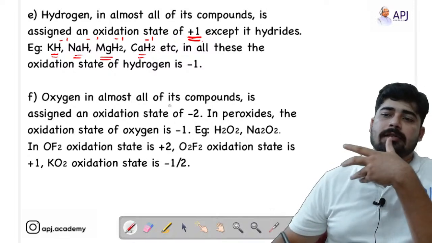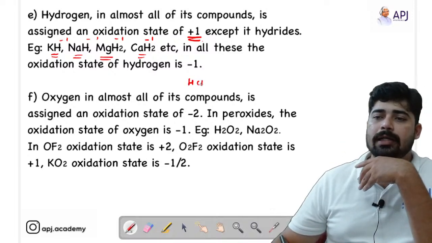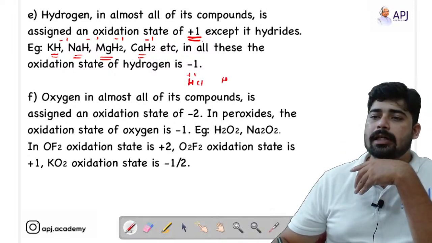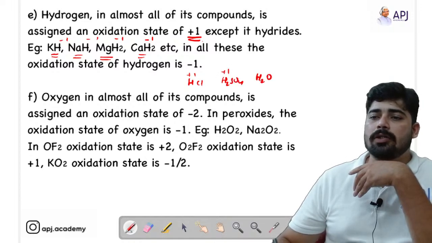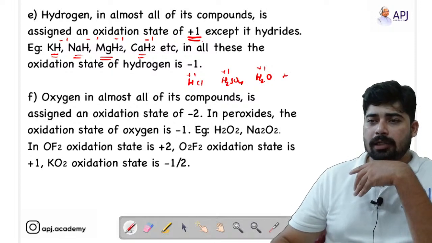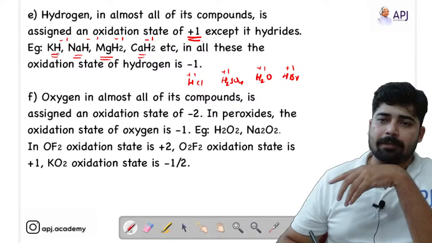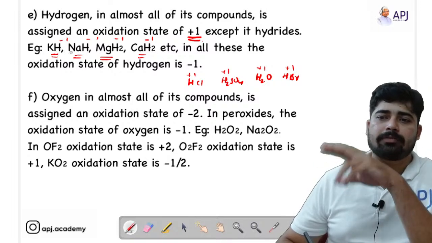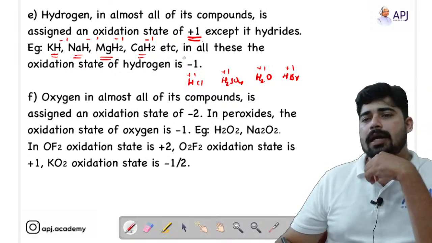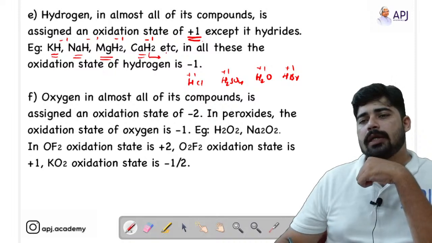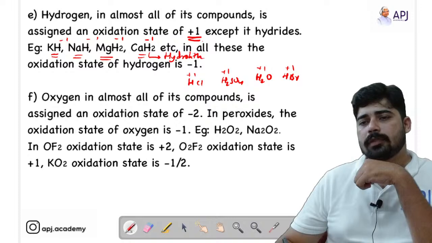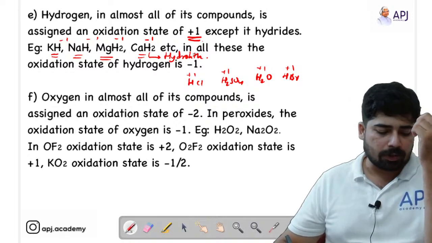So, hydrogen in HCl you have to take as +1. Hydrogen in H2SO4 you have to take as +1. Hydrogen in water you have to take as +1. Hydrogen in HBr you have to take as +1. Except in KH, NaH, MgH2 and CaH2. And remember the name CaH2; there is a common name for this compound, called hydrolith. It has been asked in the previous JEE also.